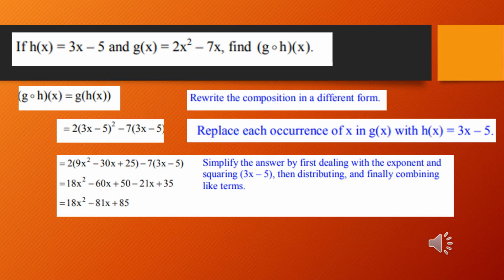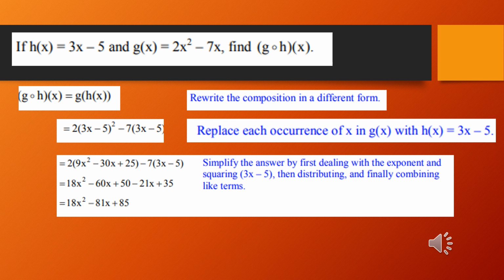In this example, our h(x) is 3x minus 5 and your g(x) is 2x squared minus 7x. The question is asking us to calculate g(h(x)). You can rewrite the composition in a different form from the one we used before. We are going to substitute h(x) into g(x). Our h(x) is given, which is 3x minus 5. We are going to replace each occurrence of x in g(x) with h(x).